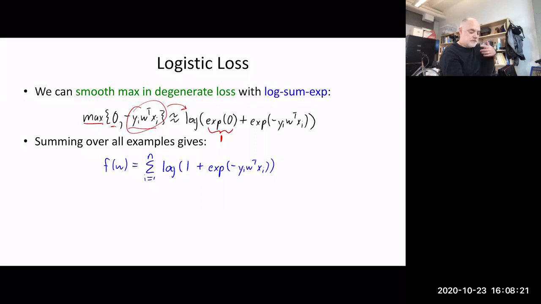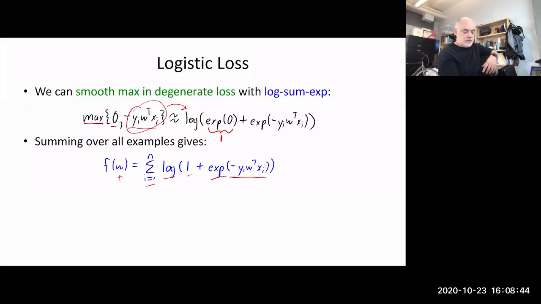Then e to the 0 evaluates to 1. And if we sum over all of the examples, the loss that we want to minimize to learn parameters for our linear regression-based classification, our linear classifier, looks like this: you sum over all the instances the log of 1 plus e to the minus yi times w transpose xi.